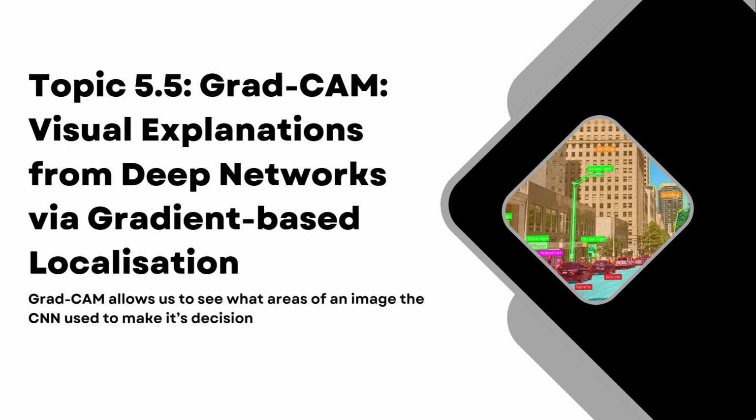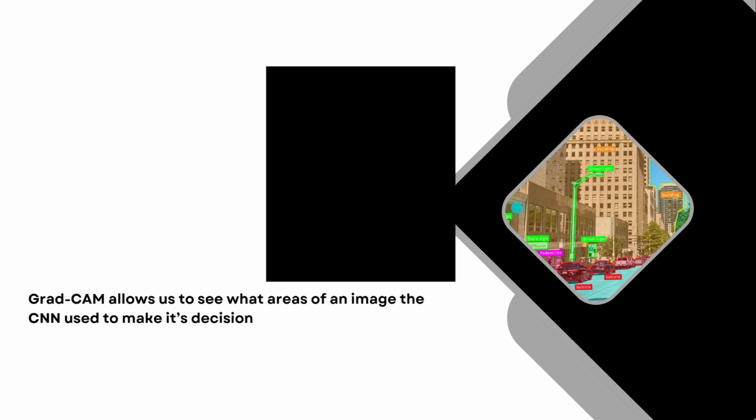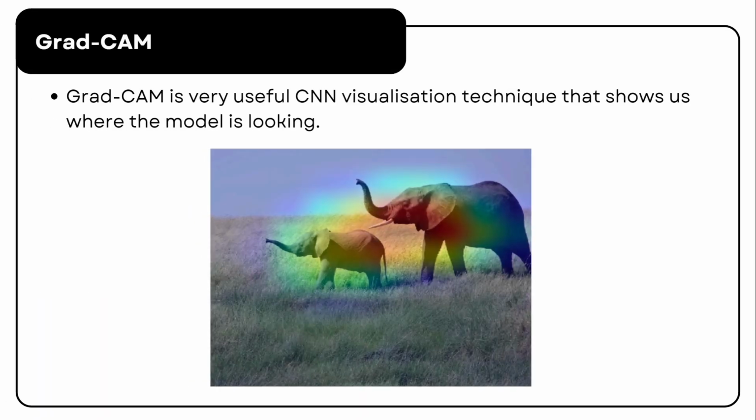Now let's take a look at the GradCam algorithm, which gives us a powerful way to visually explain what a convolutional neural network is learning. Let's dive in and see what GradCam actually looks like in action. All right, so this is what the output of a GradCam looks like. What exactly is it showing us?